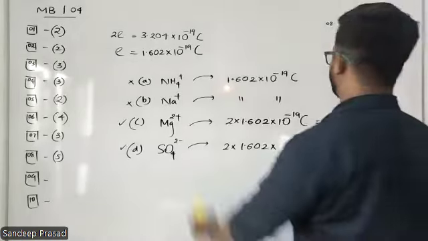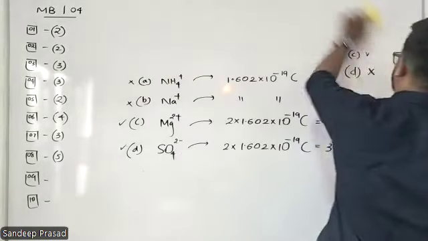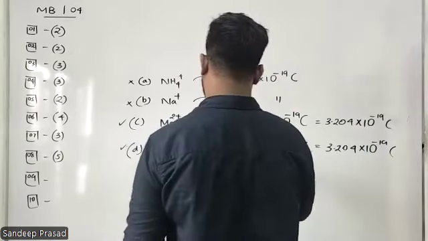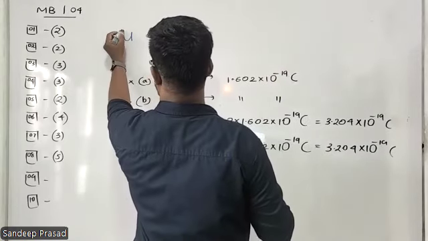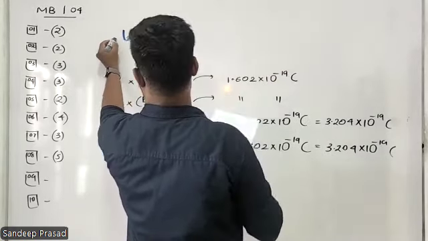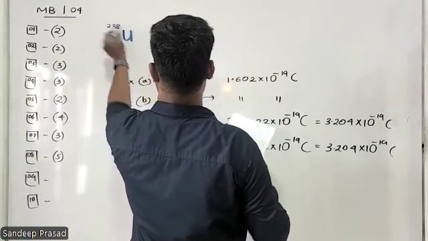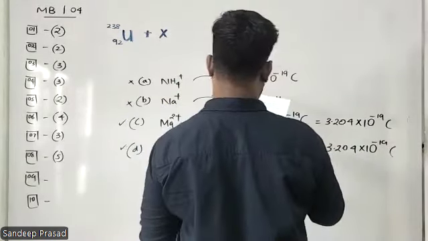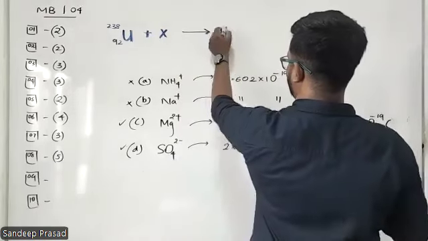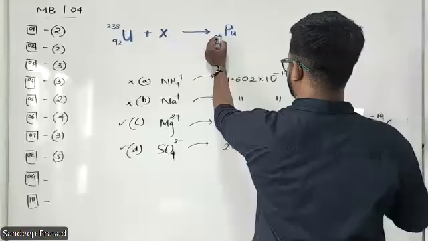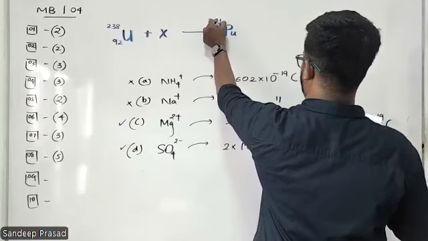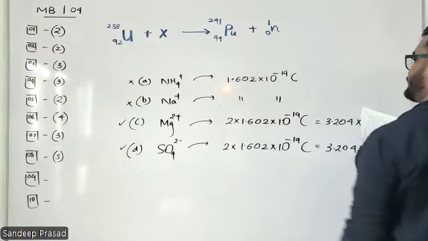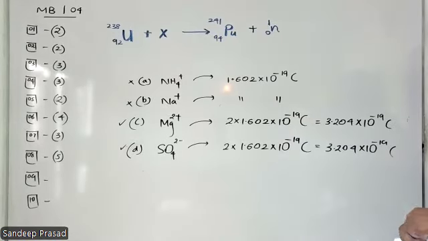Right, okay. Let's move to question number 9. Uranium 92, 238 plus X producing plutonium 94, 241. They are asking what X should be.